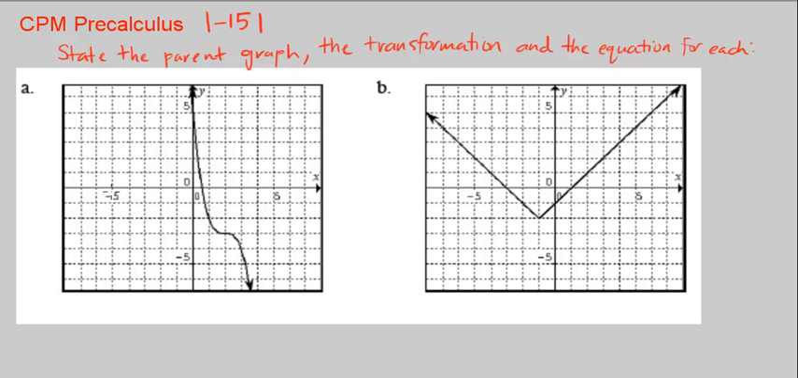This is CPM Precalculus, Chapter 1, number 151. State the parent graph, the transformation, and the equation for each graph below.